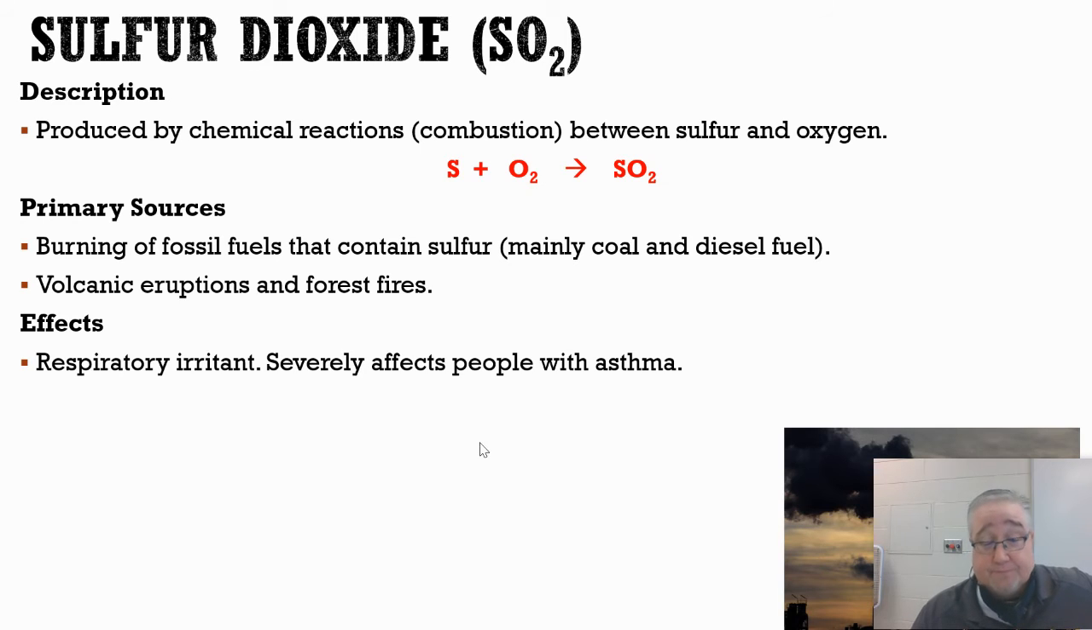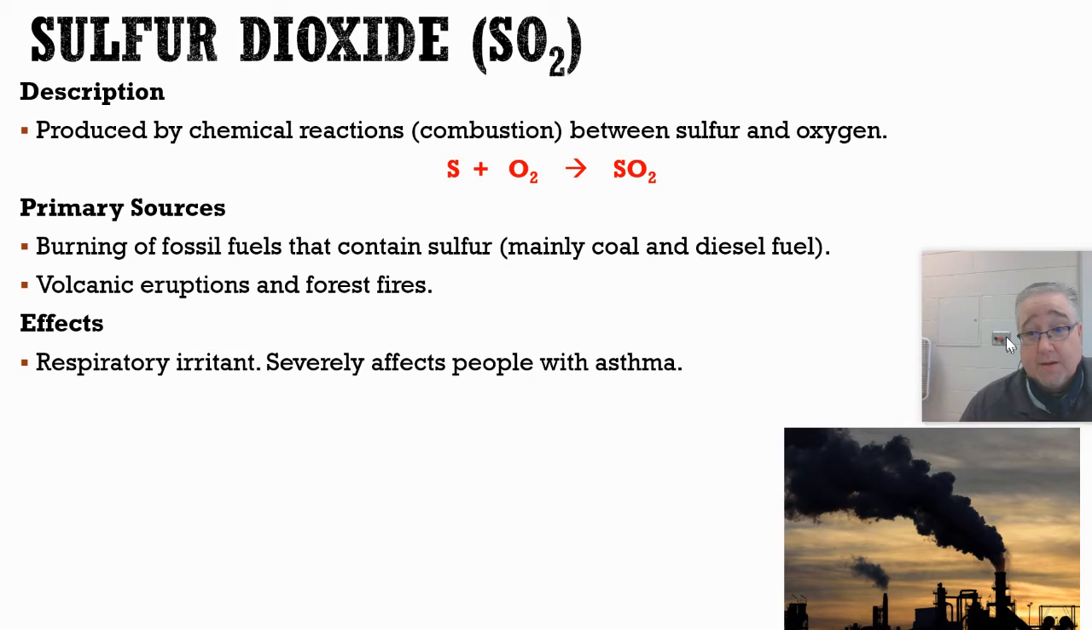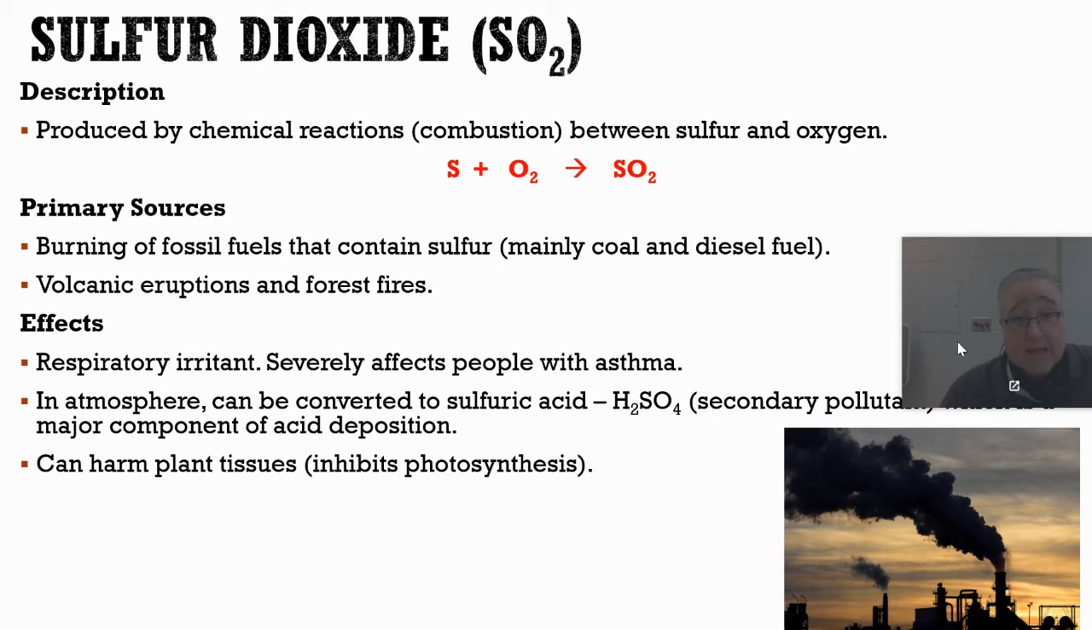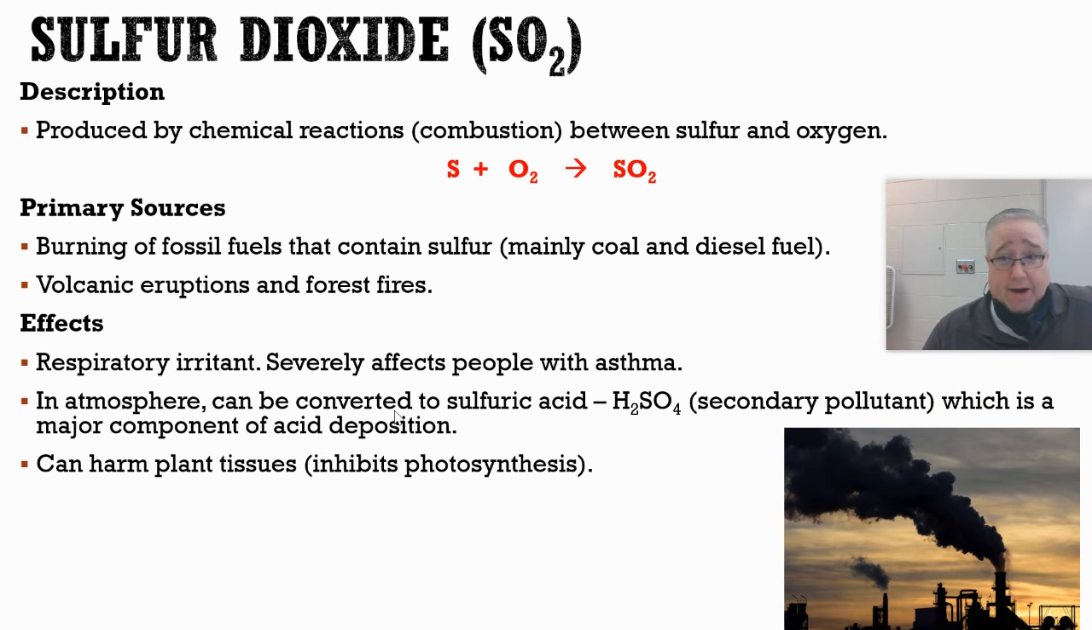The effects of SO2: it is a respiratory irritant. That means that it can just get into your lungs. It really affects people with asthma. This is a big one that we'll talk about a little bit later on next week. But when SO2 goes up into the atmosphere, it can turn into sulfuric acid, which is a major component of acid rain. We call it acid deposition. So sulfuric acid is a secondary pollutant. The SO2 is a primary. So that goes up into the air and it can turn into this secondary. So there's a good example of primary and secondary. It can also harm plant tissues.